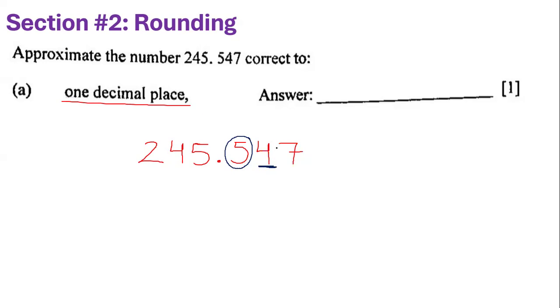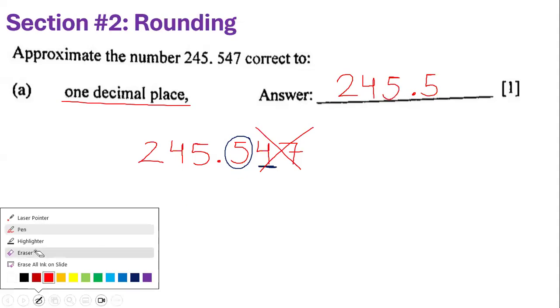So we ask ourselves, is 4 greater than 5 or less than 5? Less than 5. What does that mean? That means that the 5 stays the same. And we eliminate the 4, 7 in the back. And we keep the big number. So 2, 4, 5, point what?